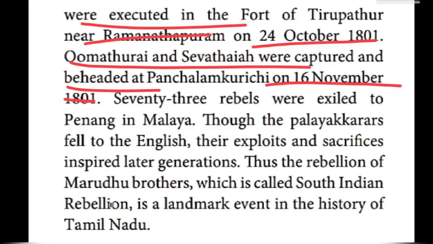Yes, how many rebels were exiled? 73 rebels were sent out. Okay, so they were sent out from here to where? Penang. Yes, Penang is the name of the place. It is located in Malaya. Okay, so exiled, what is the meaning? Sent out. They were sent out from here to Penang in Malaya. Okay, so how many of them? 73 rebels. Okay, so though the Palayakaras got a defeat, they fell to the English.